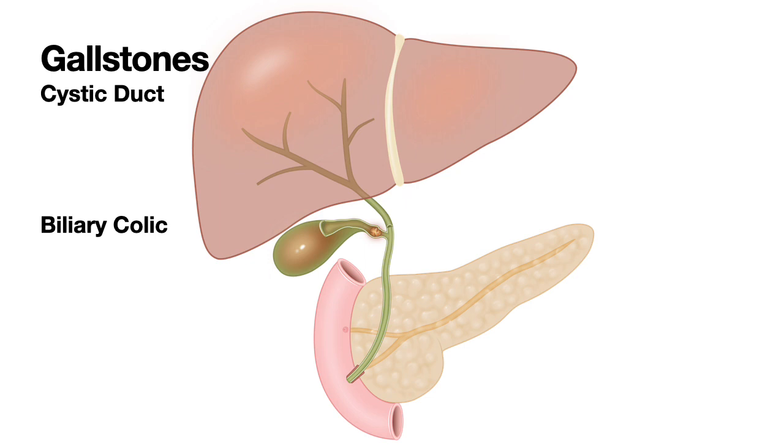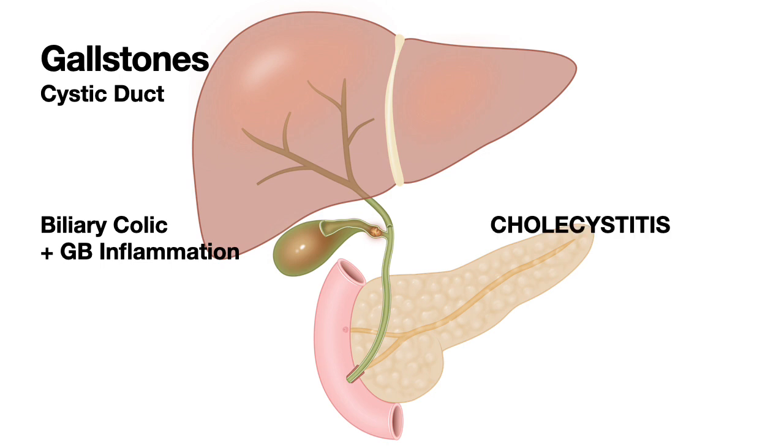When the stone remains stuck in the cystic duct and does not fall back into the gallbladder, it can result in inflammation of the gallbladder wall, and when there is pain and inflammation on the gallbladder wall with thickening of the gallbladder wall and fluid collection around the gallbladder wall, on ultrasound you diagnose acute cholecystitis.